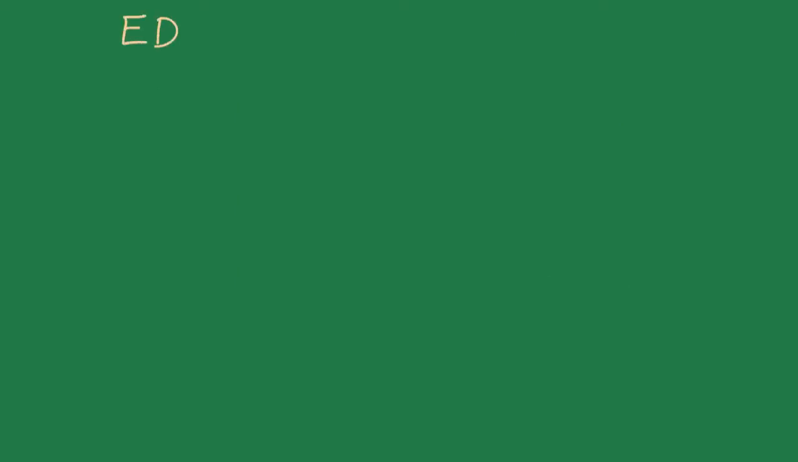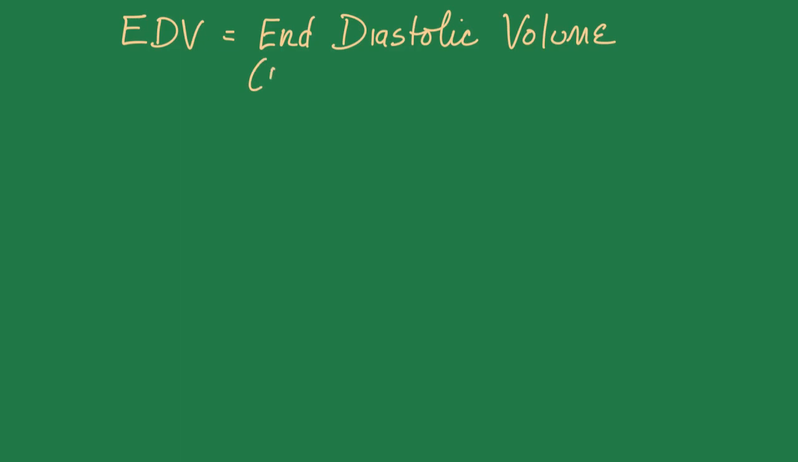Let's review those blood volumes. EDV, end diastolic volume. This is the blood that is collected in the ventricles at the end of ventricular filling. So it is the maximum amount of blood that is in the ventricle during a single cardiac cycle.